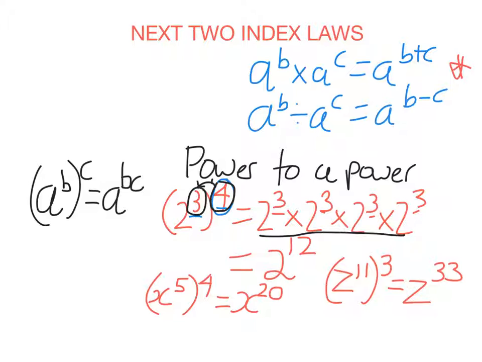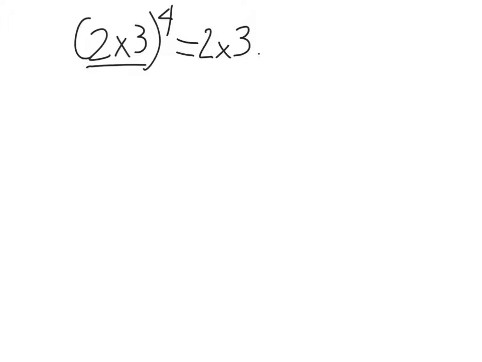Now we'll look at the next index law that we have to go through today. Pause and copy this down if you need it. Let's say I want to look at something like 2 times 3 to the power of 4. This is slightly different than the previous example, which was 2 to the power of 3 to the power of 4. So what we do is we can expand. Whenever we say expand brackets, we basically mean write something that's a little longer that doesn't have brackets. So 2 times 3 to the power of 4 means I take this and times by itself 4 times.